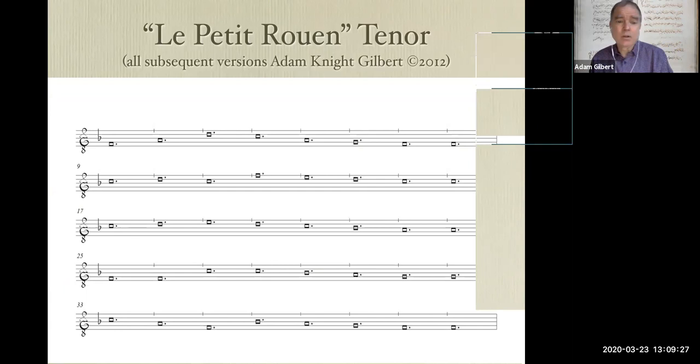And by the way, if you want to play along, if you have an instrument, we're at 440 equal temperament. And I'm just going to let you get a sense of what the melody is here. This is the Petit Rouen melody. It has five phrases, each one of eight notes. It's very symmetrical. It's unusually symmetrical.